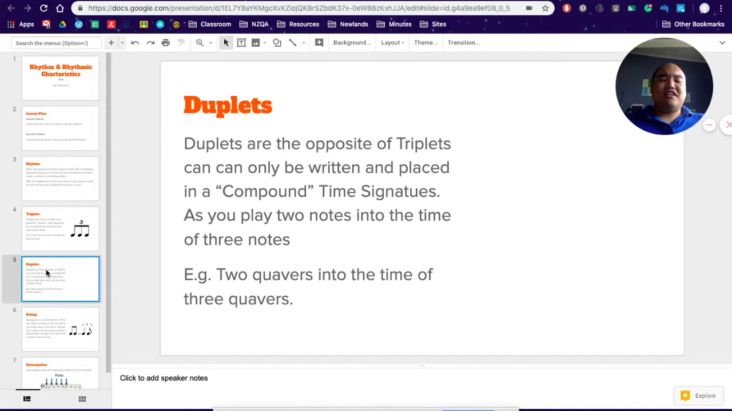You have duplets. So duplets are basically the reverse. So you could be in a piece that goes 1 and a 2 and a 3 and a 4 and a, quaver, quaver, quaver, quaver, quaver, quaver, quaver, quaver. And during that time, in one of those sets of three, you hear two quavers. So it's the opposite to a triplet. I'm not going to sing it out loud because I don't have the brain power to do that at this present stage.